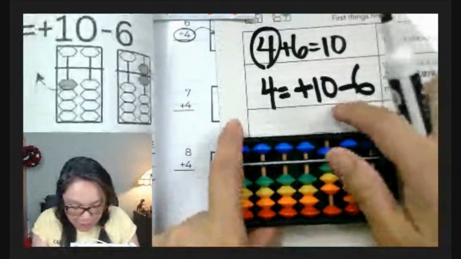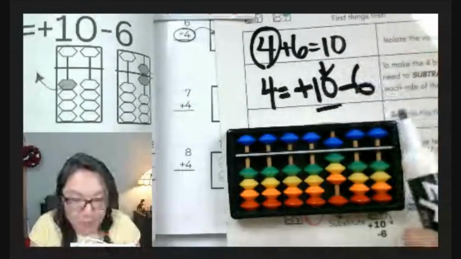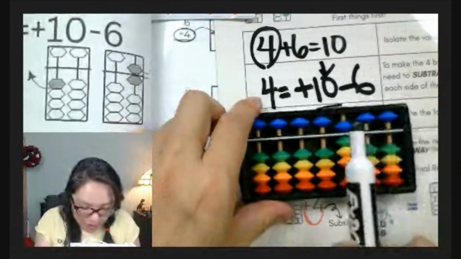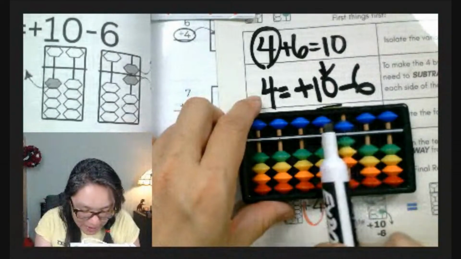So what are we going to do? If you notice, this 10, this 0 is a placeholder. I think I'm going to use that a little bit. Why? Because a 0 and a 1, that's what 10 is, right?